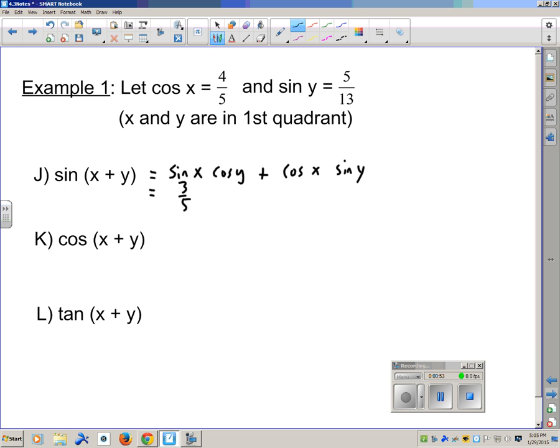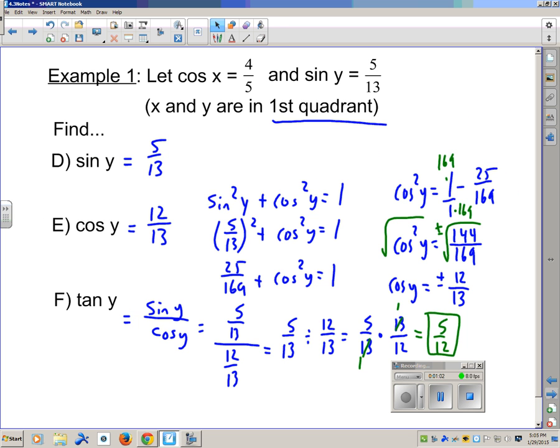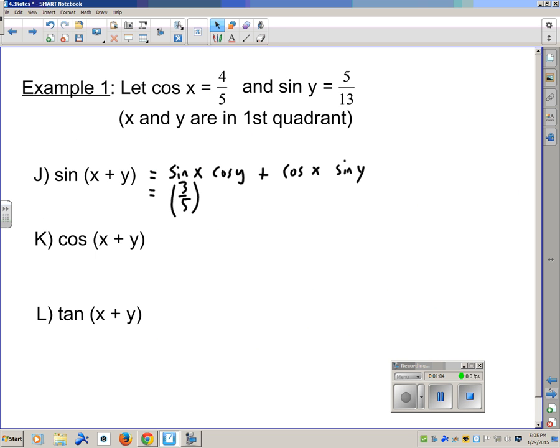Cosine of y, what's the cosine of y? We found that out in the last video too. Cosine of y is 12/13. So 12/13 plus cosine x, we have that up there at the top, 4/5. Sine of y, we have that up at the top, that's 5/13.